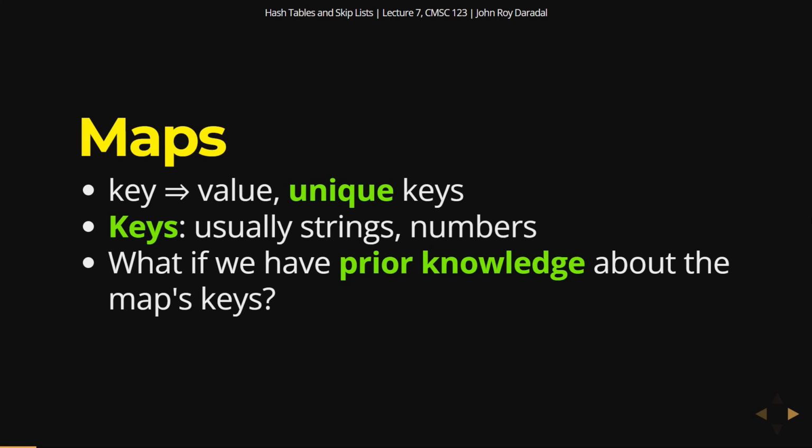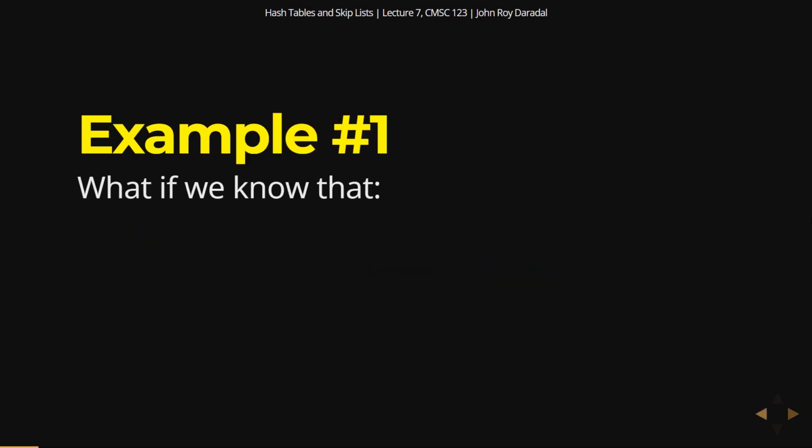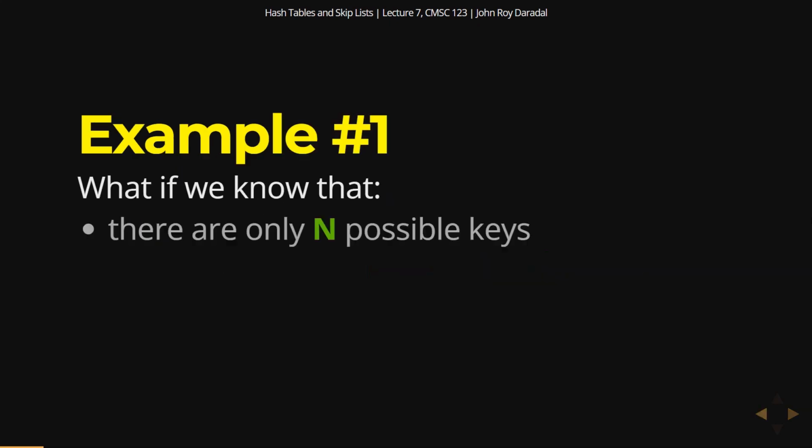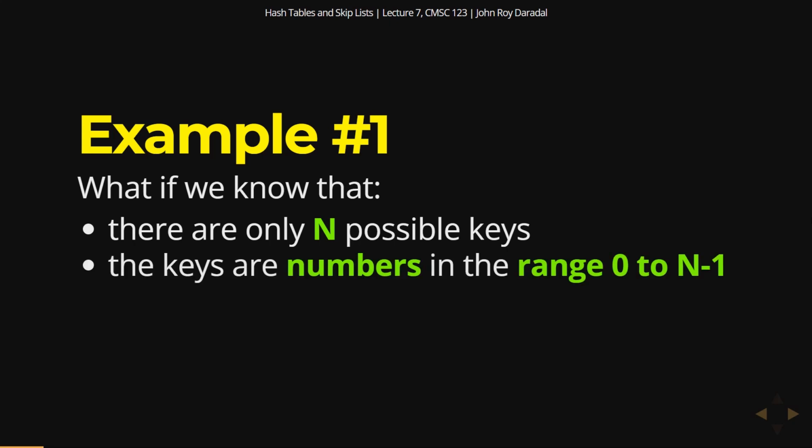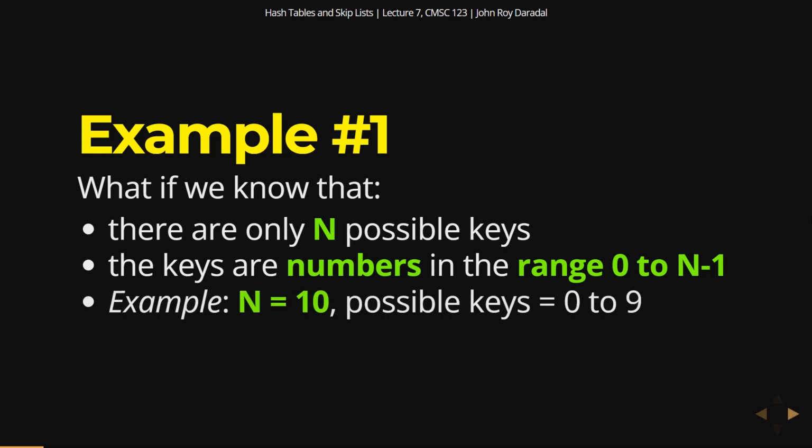Now, what if we have prior knowledge about the map's keys? Okay, so for example, what if we know that there are only n possible keys and that they are numbers in the range 0 to n minus 1? Okay, so for example, there are 10 possible keys, and those keys are from 0 to 9. Okay, so that's why it's 0 to n minus 1. So what can we do if we know this information about the map?